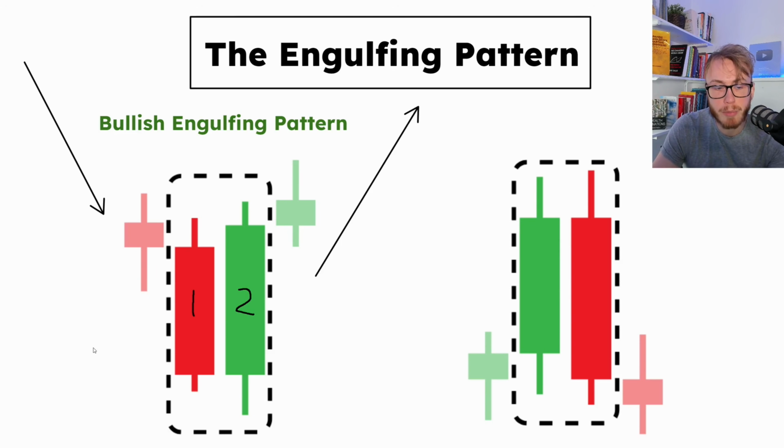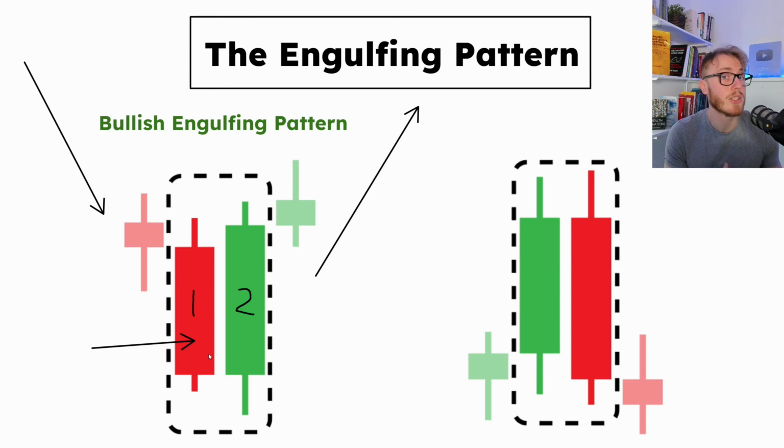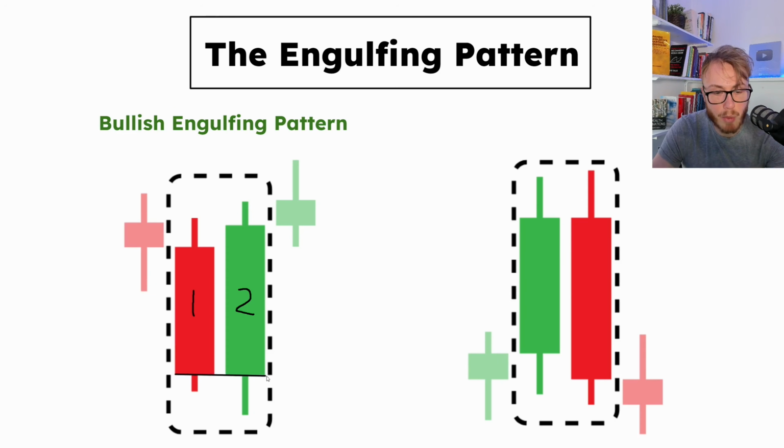And for the bullish engulfing pattern, candle 1 here is a red candle that appears after a downtrend. And that is pretty much all you need to know about the first candle. The second candlestick here is more important, because we want the second candle to either open at the same level as where the red candle closed. So the red candle closed right here, and we want the second candle to either open at this level or actually open below this level.